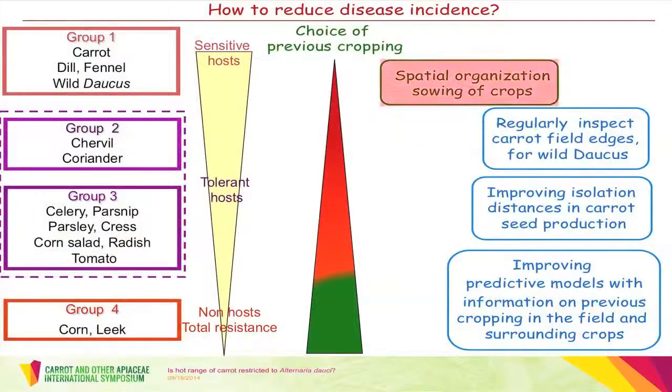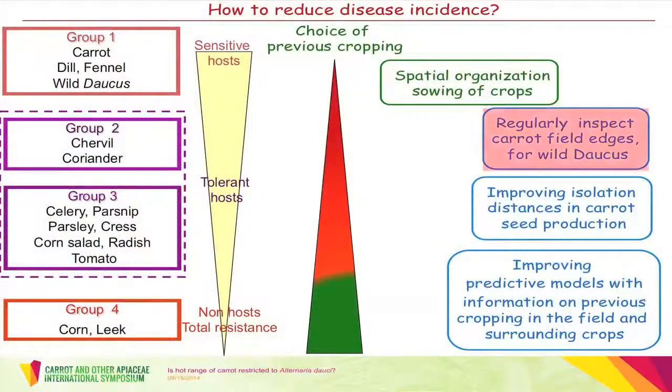Of course, this result is also important to take into account for the spatial organization of crop sowing, because you need to control the pathogen in the field, but also in the surrounding fields. So you may use this key to have the same thinking about how to choose the crop. And I think this result may also be important for two different things. Of course, we saw that the wild Daucus are very susceptible, so we need to inspect regularly the carrot field edges.